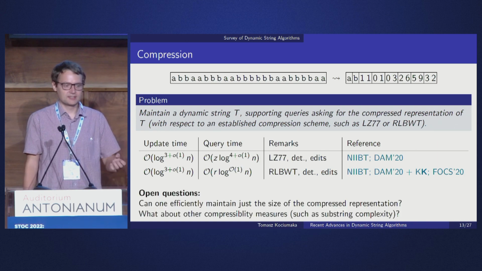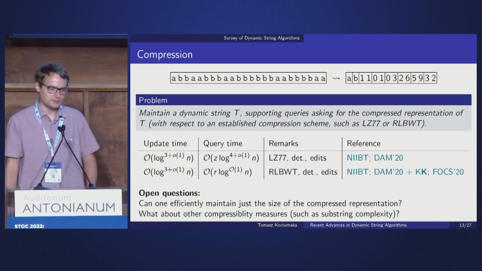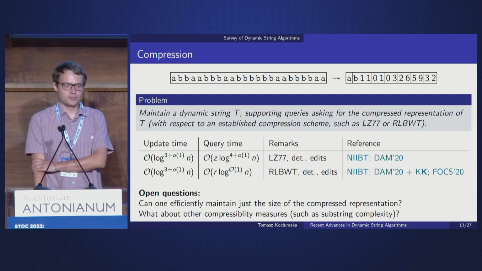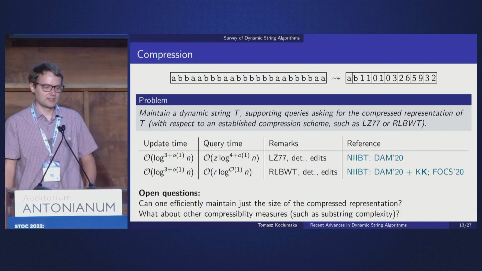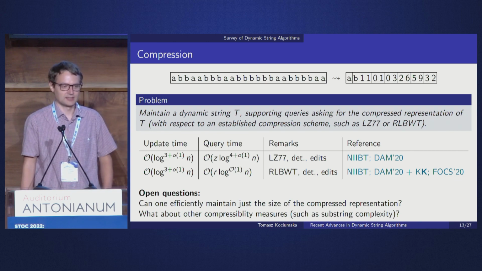However, here we just want to compute the compressed representation, so it's not surprising that we need to spend time at least proportional to the length of this representation with some polylogarithmic overhead. But an interesting question is whether you can just compute the size of the compressed representation more efficiently. This might be a little bit difficult for LZ77 and for RLBWT, because they are very volatile measures, in particular they can change quite a lot by a single edit. But there are some more well-behaved compressibility measures like substring complexity, and this is one of the problems that I think should be studied in the near future in the dynamic setting.